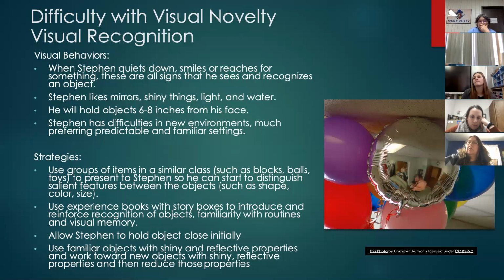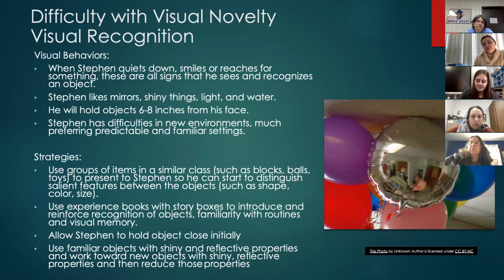When Stephen, for example, quiets down, smiles, or reaches for something, these are all signs that he sees and recognizes an object. Now remember, seeing and recognizing an object is different than understanding what the object is used for. So there's that two-step process. He might recognize an object, but he also may need another period of time to understand the item. Like a baby can reach for the rattle, they recognize the object. It might take Stephen a little while to understand, oh, the rattle shakes, makes noise, okay?